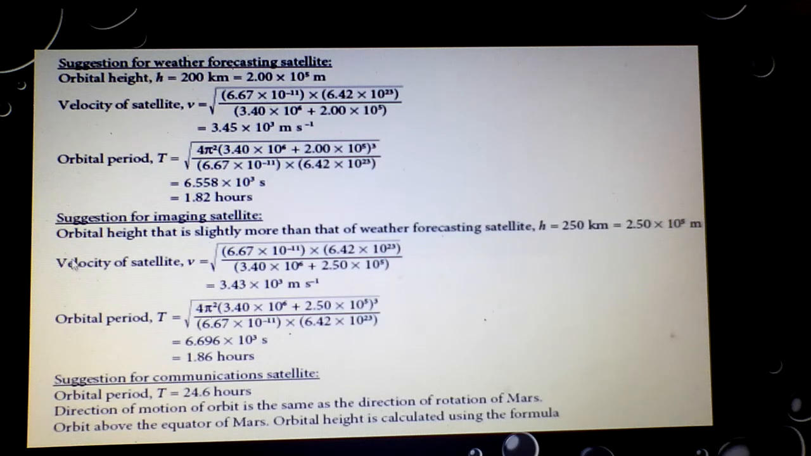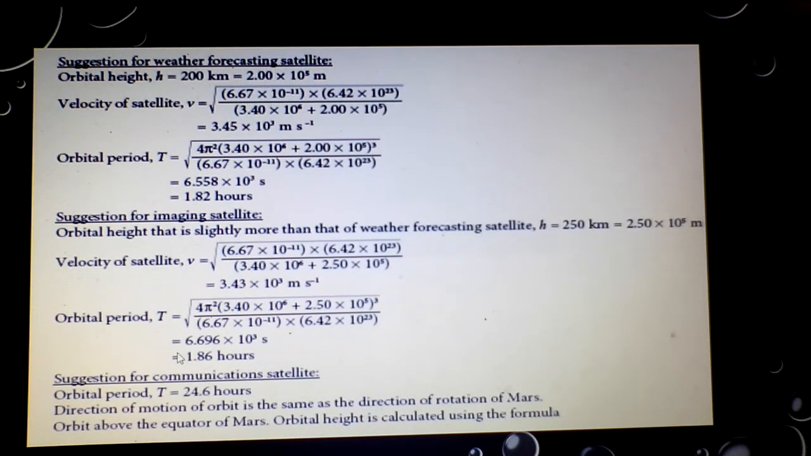Suggestion for the imaging satellite: orbital height that is slightly more than the weather forecasting satellite, so h equivalent to 250 kilometers. Velocity of the satellite is equivalent to 3.43 times 10 power 3 meters second negative 1. Orbital period, you use the formula we have mentioned before and you will get the answer in seconds. Then you divide by 3,600, and you get 1.86 hours.